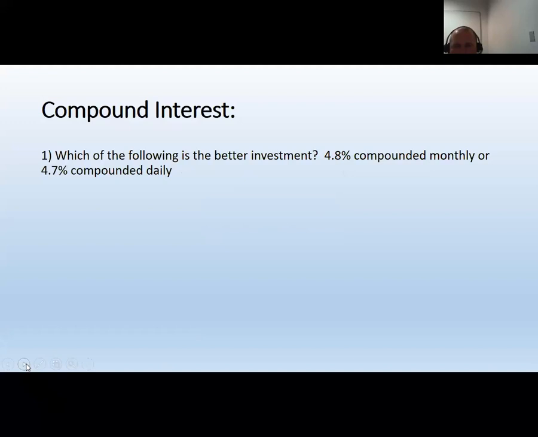But we'll start with number one. This says, which of the following is the better investment? 4.8% compounded monthly or 4.7% compounded daily? I'm going to give you about a minute and a half to try that. The correct answer will be whichever of these investments is the better investment. Take about a minute and a half on that, then we'll go over it together, and I'll see if there are any questions. So thank you.